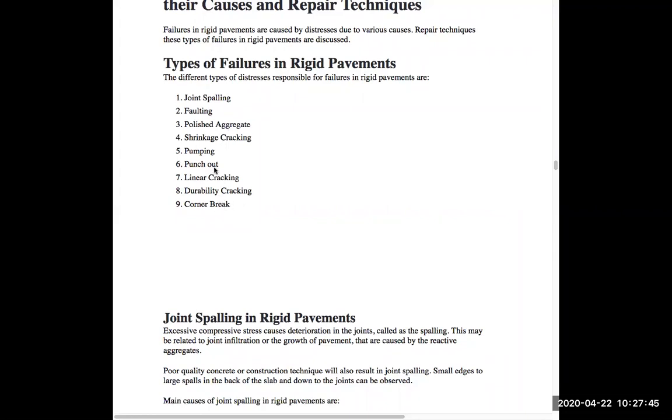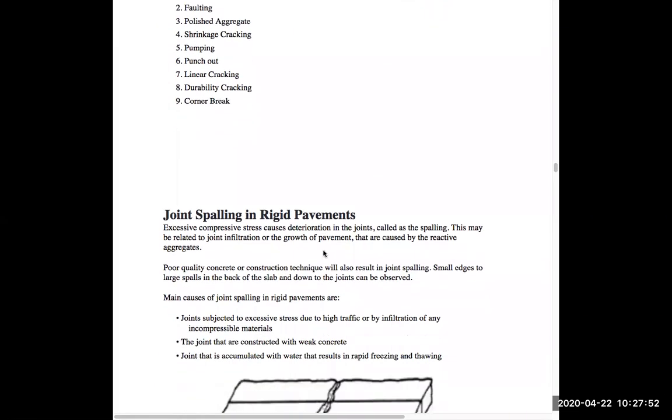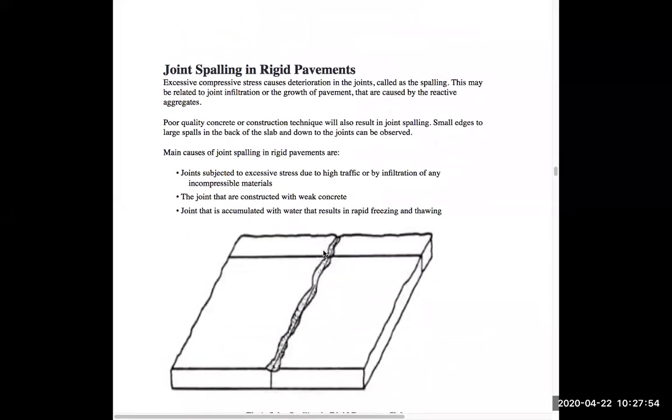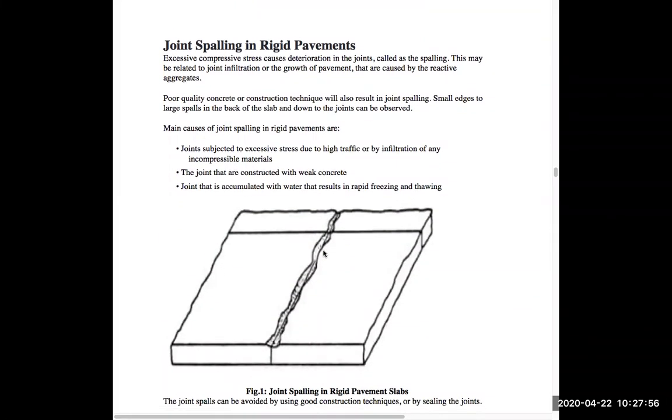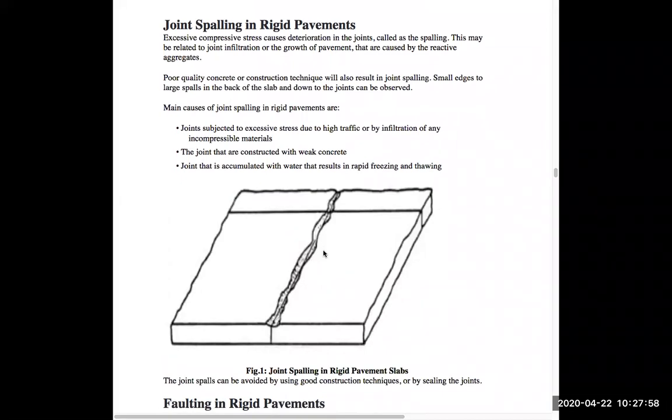So we will concentrate much on these 7 types of failures on rigid pavement and where they are caused. Okay, so we'll start with the first failure on rigid pavement. It is known as joint spalling.